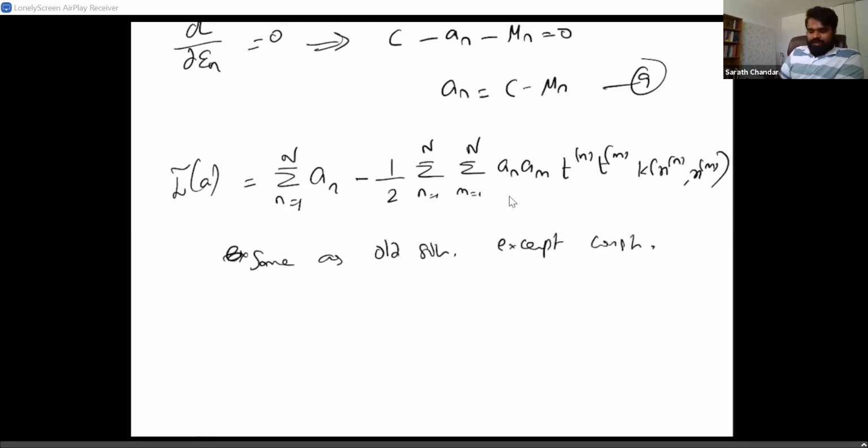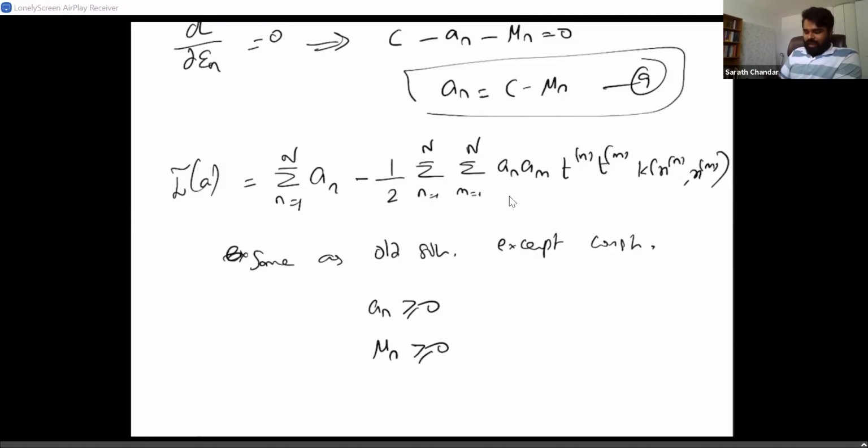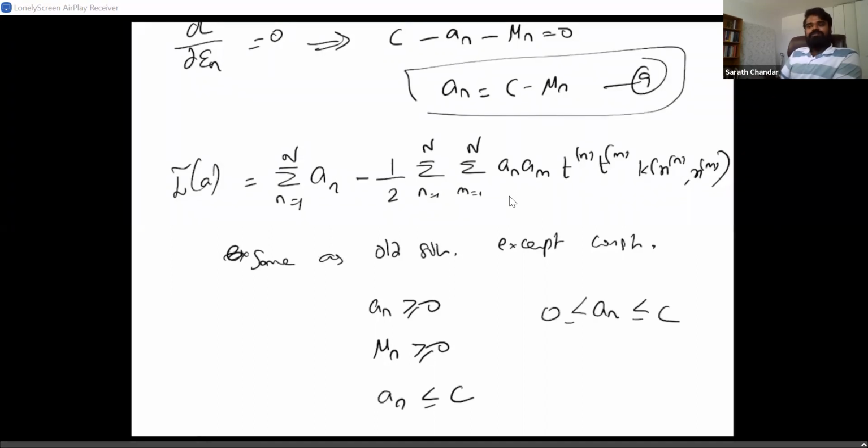So now what are the constraints? a_n is greater than or equal to 0, and mu_n is greater than or equal to 0, right? Now using these two in the 9th equation, you'll find that a_n should also be less than or equal to C. So now we have what is known as the box constraint for a_n. a_n should be between 0 and C. This is the only change that we have.